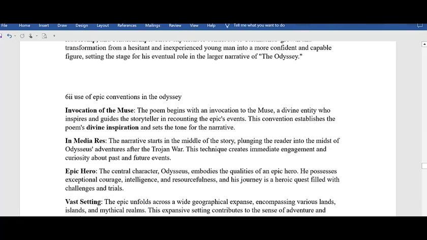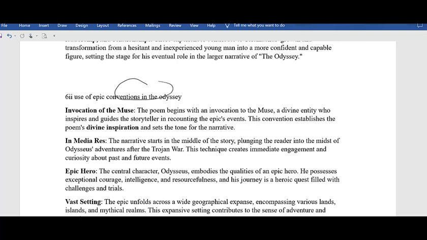Next question, use of epic conventions in Odyssey. Now if you are reading any kind of classical literature, your understanding of epic convention has to be to the point, to T. You have to remember all the epic conventions, because if you're reading any epic, this kind of question is a favorite of most question paper setters.